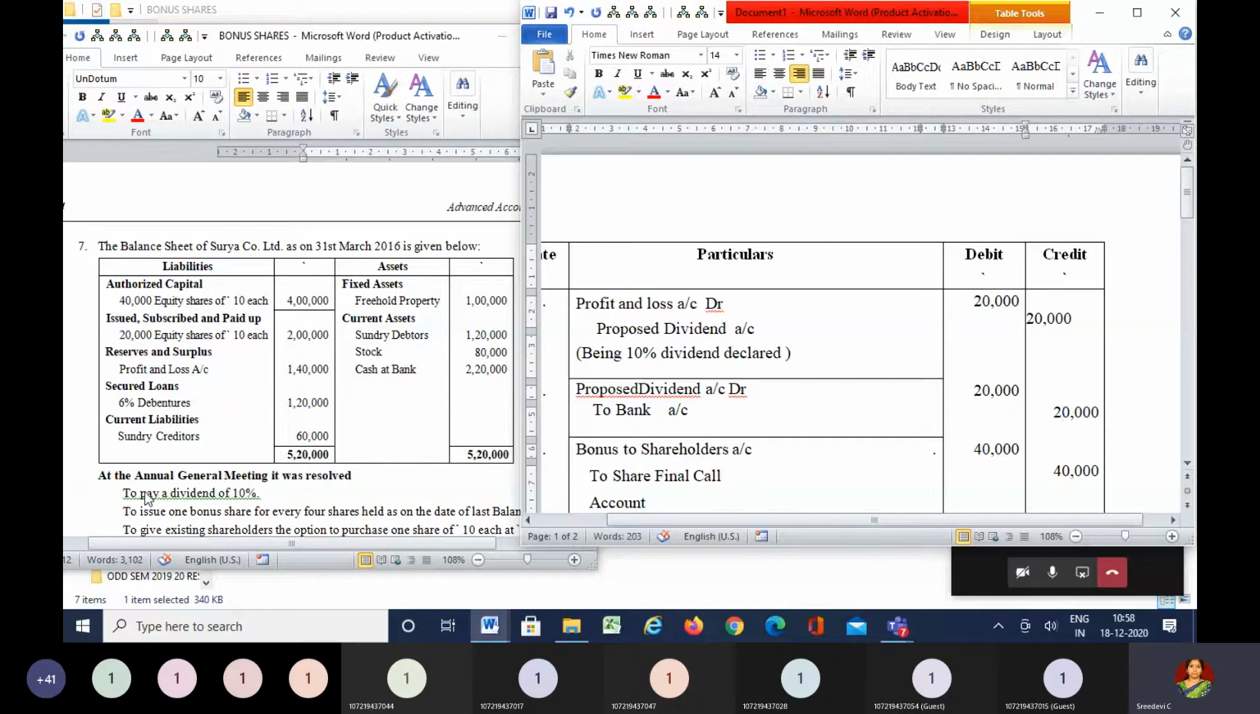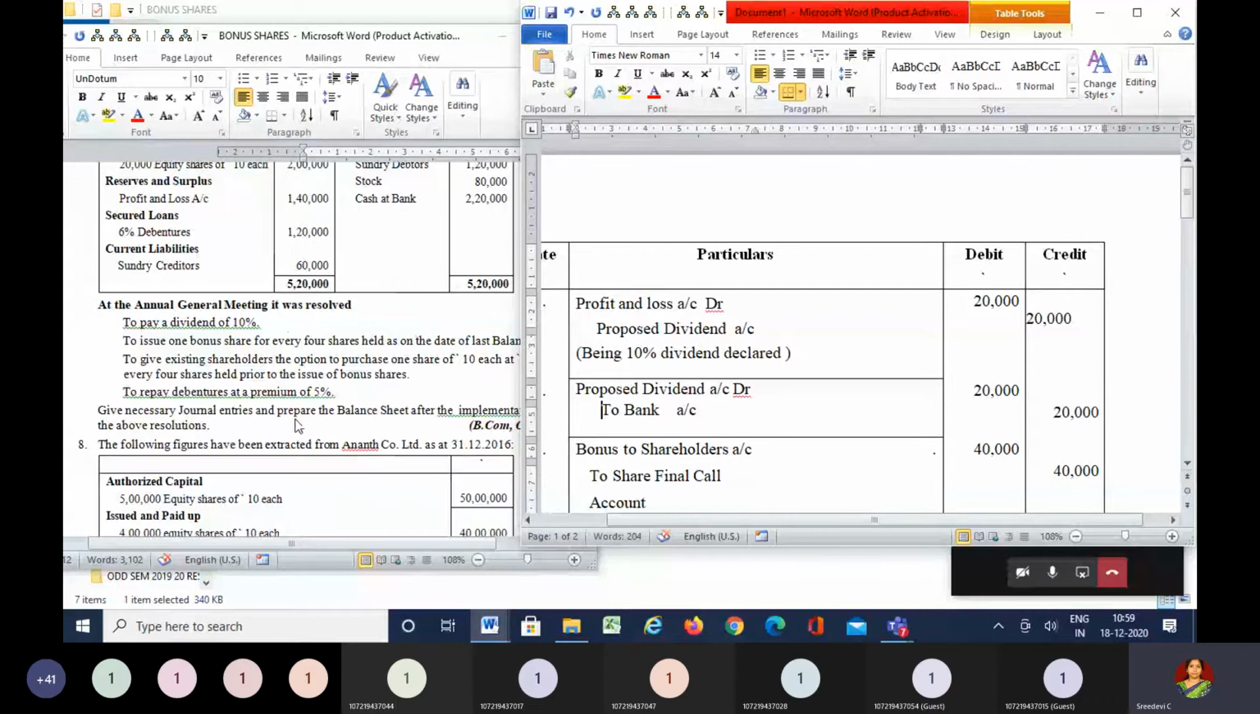So for the first resolution, paying dividends at the rate of 10%, we first need to set aside 20,000 rupees out of the profits. That means your profits are going to be reduced by 20,000, for which you debit the P&L account and transfer the same amount into the proposed dividends account. While making the payment, debit the proposed dividends and credit the cash. That was the first resolution passed in the meeting.